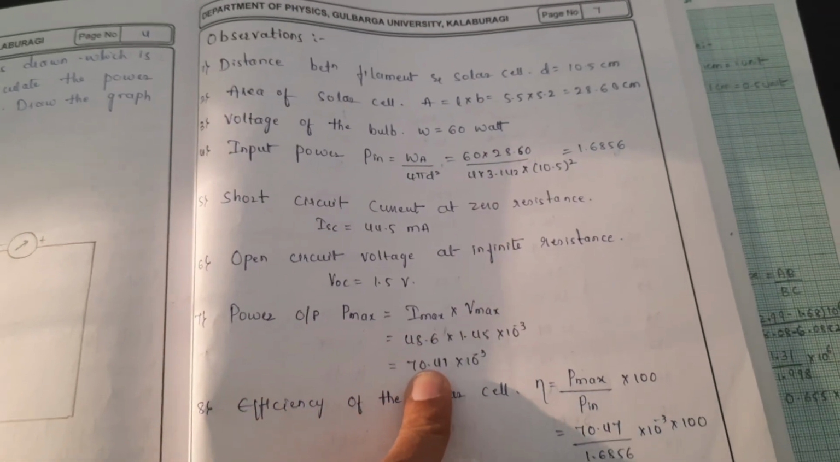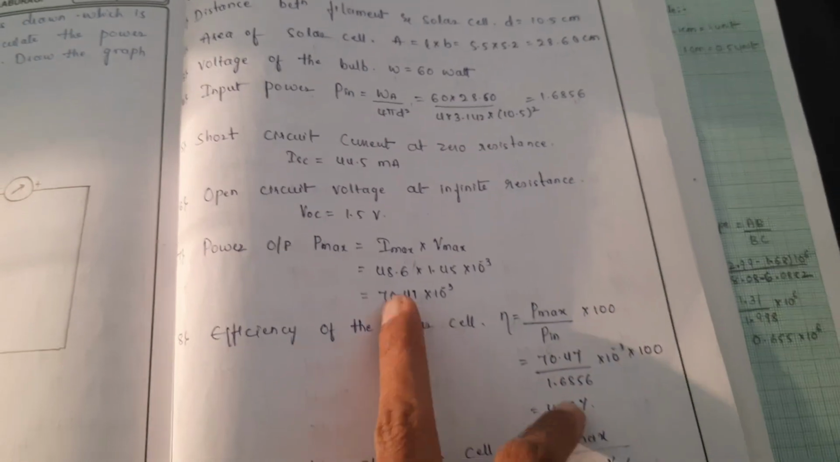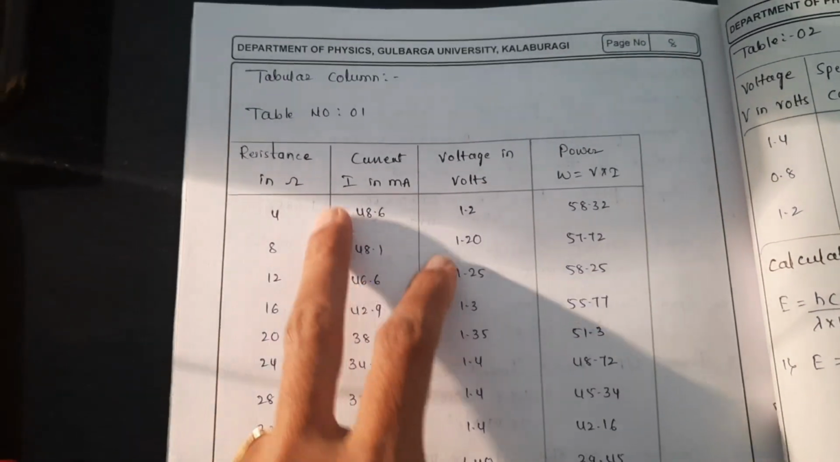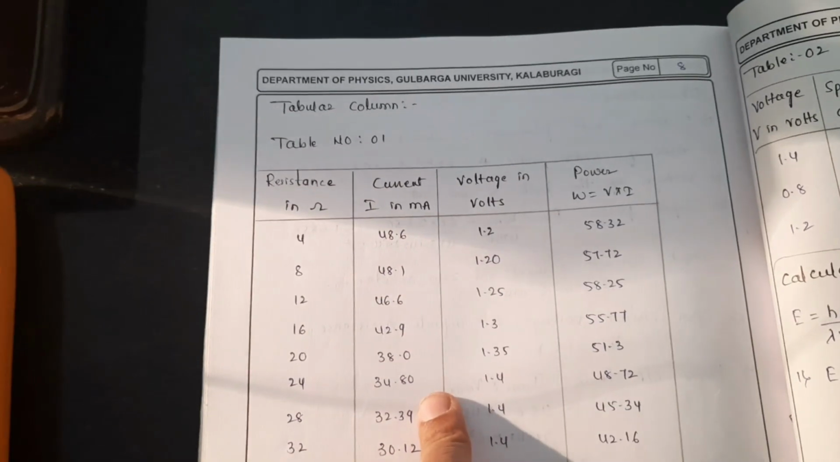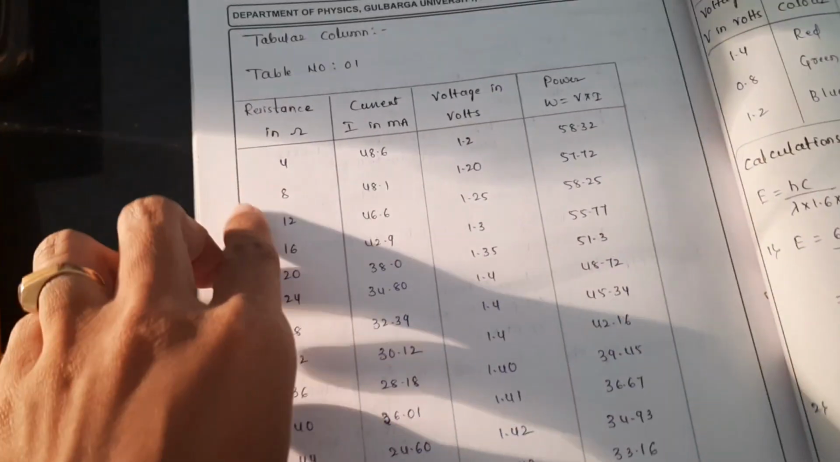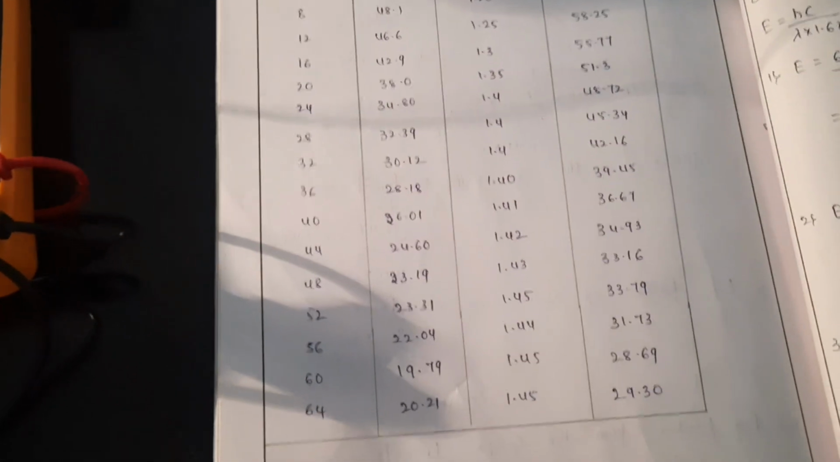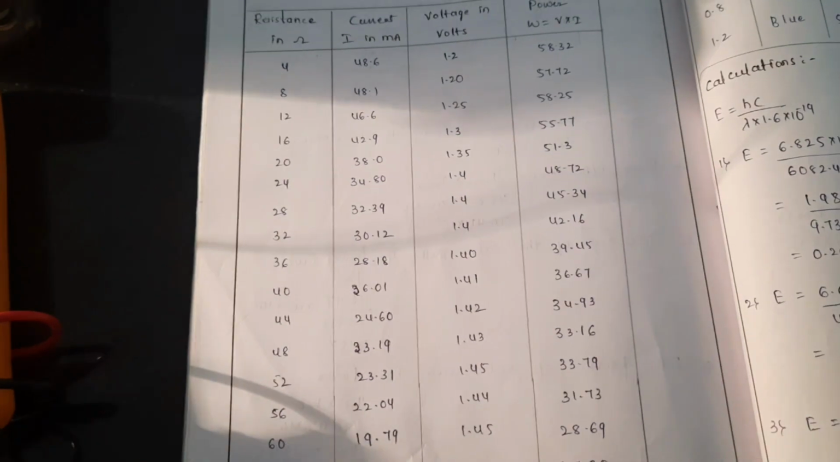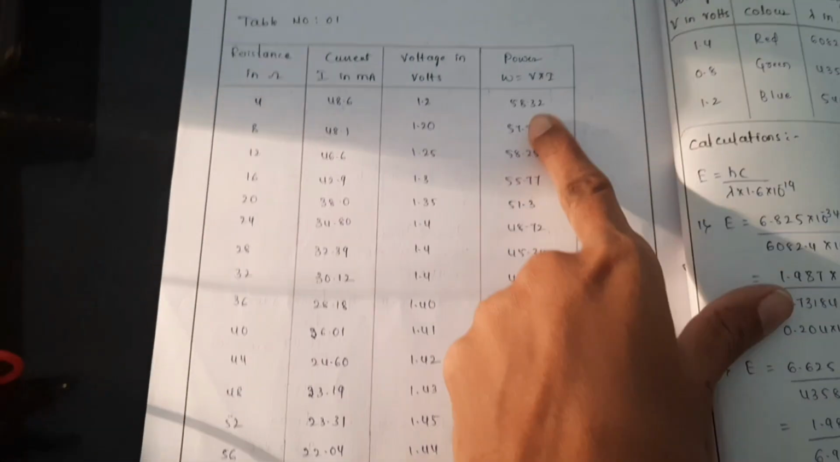Then here, the power maximum. Once you do the experiment and take readings, you can calculate the maximum power, efficiency and fill factor. So let us do it. Here is the tabular column: resistance versus current, then voltage, power. First you need to apply resistances from 4 ohm up to 64 ohm, which means around 10 to 15 readings you have to take to calculate the maximum power.